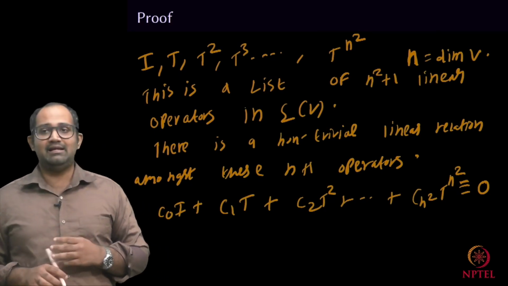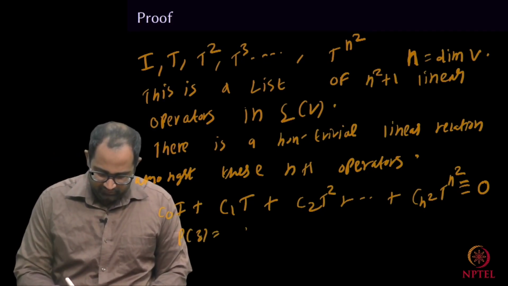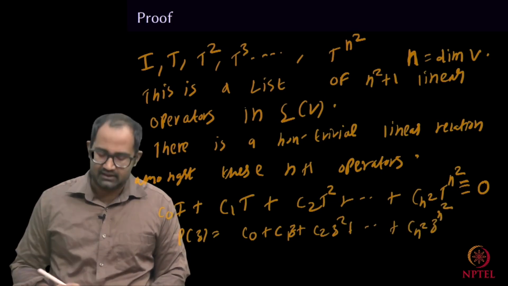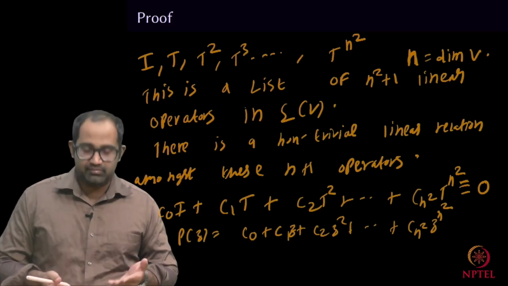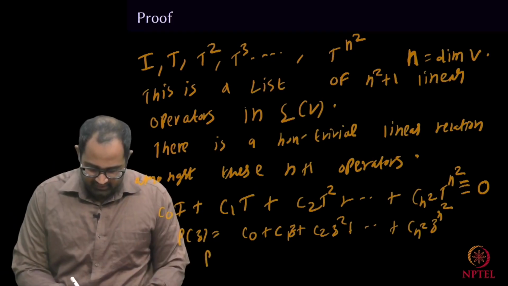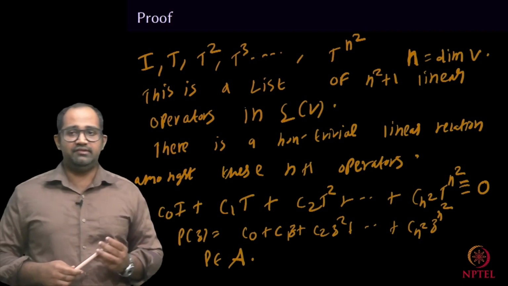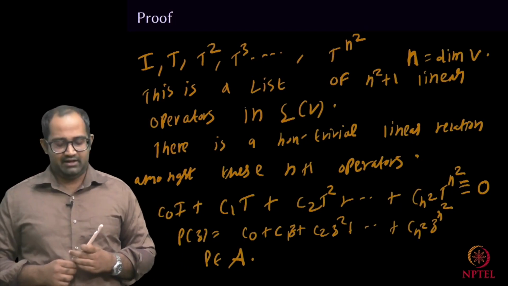Now this immediately tells you that if you take the polynomial p of z to be equal to C0 plus C1 z plus C2 z squared plus ... plus C n squared z to the power n squared, this is a polynomial that annihilates T, as we have just demonstrated. That's how the coefficients were chosen. So p is there in the set A. Okay, so this is the argument that shows that there is at least one annihilating polynomial.